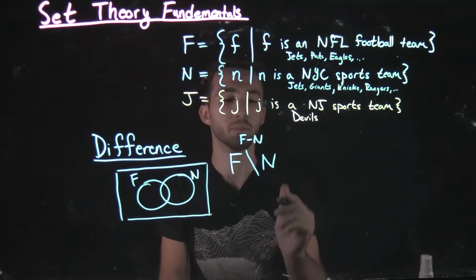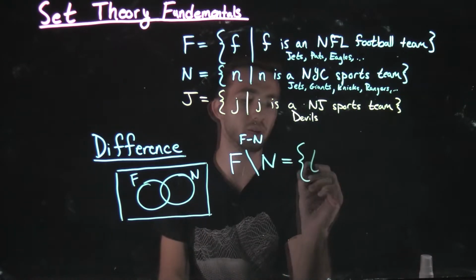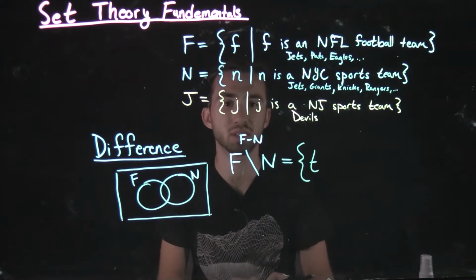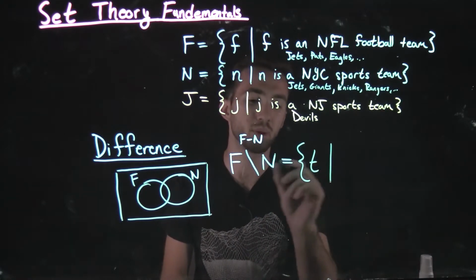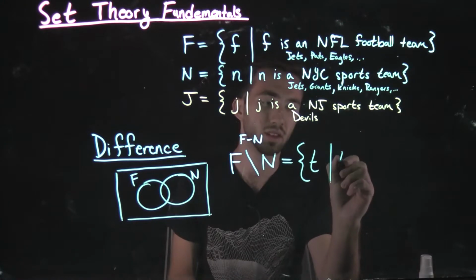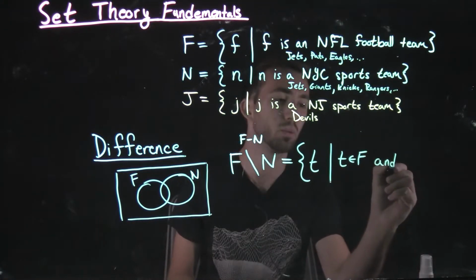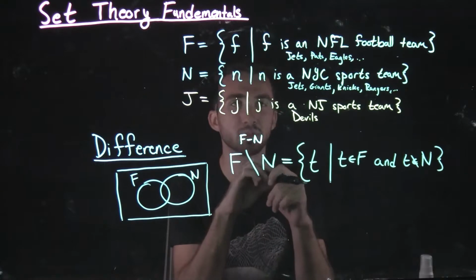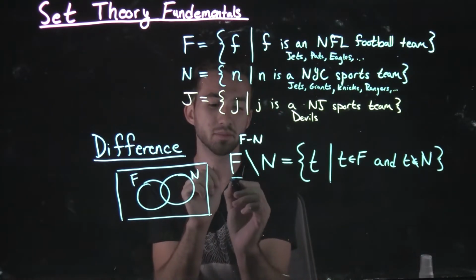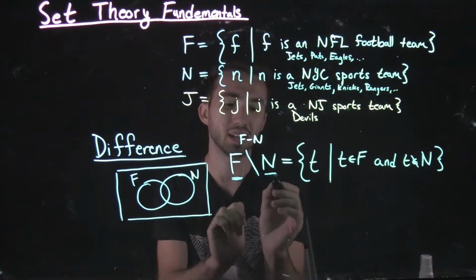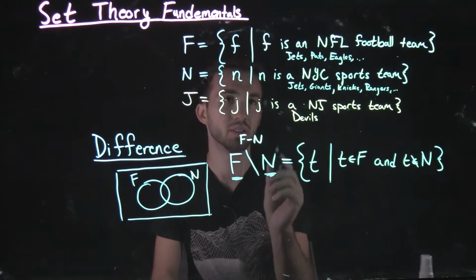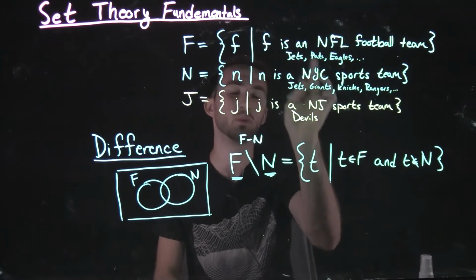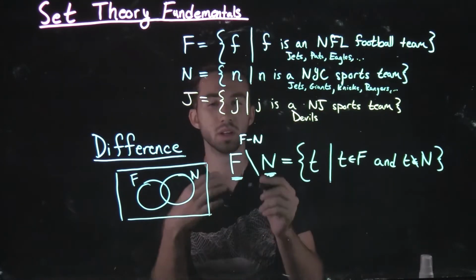When taking the difference, what do we want? If we want our set of football teams minus all of the New York City sports teams, well, we want all the football teams such that T is a football team, and we also want it so that T is not a New York City football team. This sometimes will trip some people up. So it's anything in F that is not inside of N. You're almost taking things from F, and when they appear inside of N, you're erasing them out. You're subtracting them and removing them from your set.